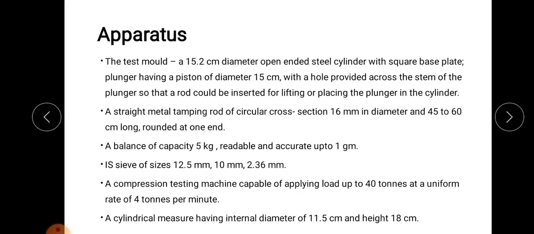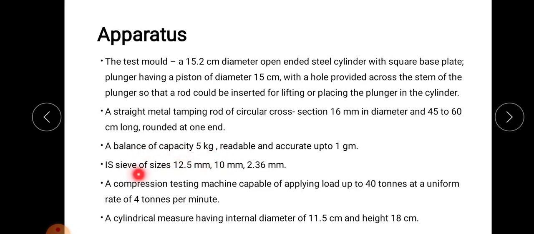Okay, next the apparatus. The apparatus required for the aggregate crushing value test are: there will be a test mold, and we have to fill the aggregate within this mold, and there is a straight metal tamping rod in order to compact the aggregate. In order to avoid voids between the aggregate, we have to tamp. Then there is a balance of capacity 5 kg. We have to take the weight of the aggregate and the weight of the crushed aggregate, etc.